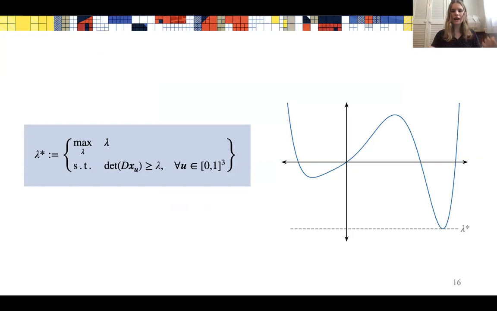And so you can see this is the actual optimization problem that we're trying to solve. We just have a polynomial, the Jacobian determinant, and we're trying to find the greatest lower bound of this polynomial. So we introduce this variable lambda, which we bound to always be less than the polynomial over the unit cube, and then we just maximize lambda, and so this gives us the greatest lower bound of the polynomial.